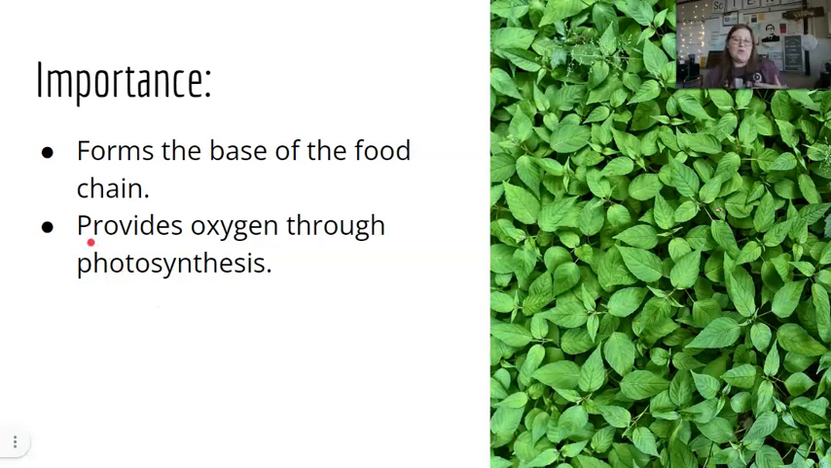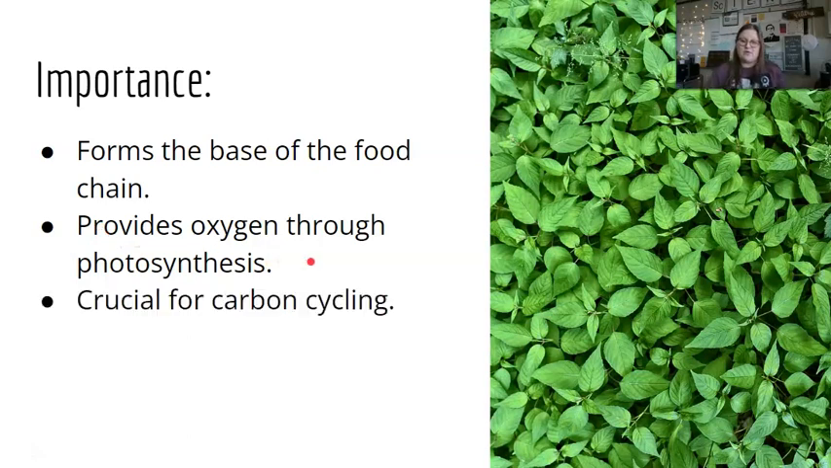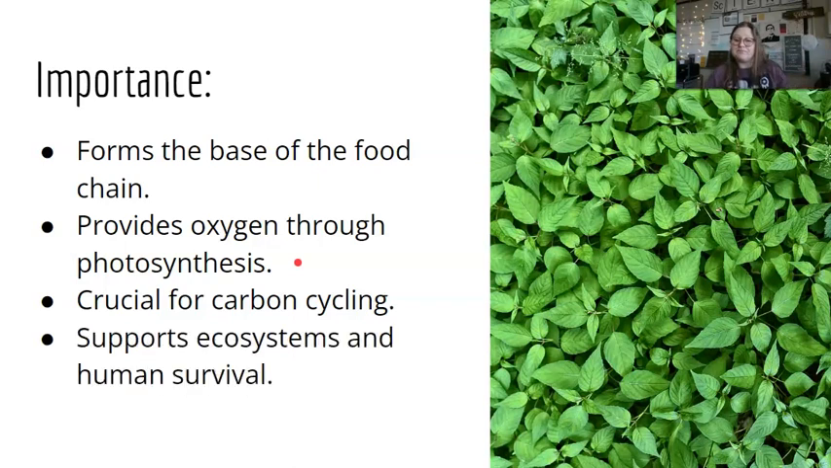Also, we want to breathe. We want to be able to do cellular respiration. So we need oxygen through that photosynthesis. We also just talked about the carbon cycle. So we need photosynthesis for carbon cycling. That's how we get CO2 out of the atmosphere. One of the ways we get CO2 out of the atmosphere is plants doing photosynthesis.